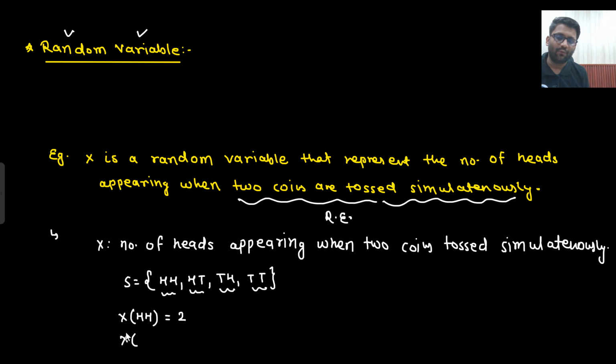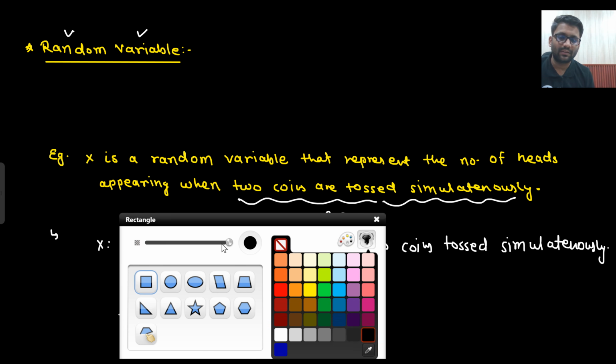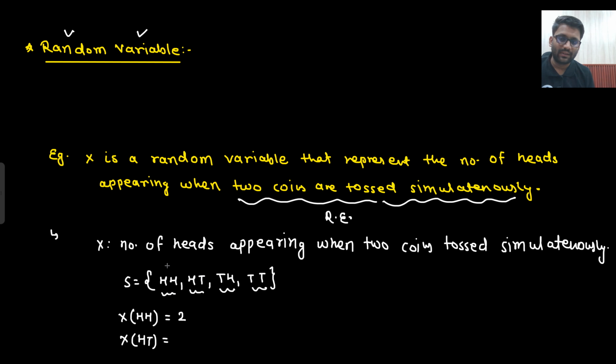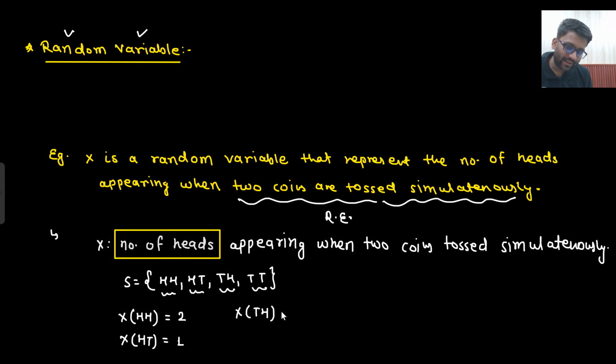What if I got head, tail? What will this random variable do? It will pick this head, tail. That means it will pick this sample point and it will count the number of heads. How many heads are there? 1. It will pick tail, head. How many heads are there? 1. It will pick tail, tail. How many heads are there? 0. That means this random variable x can take the values 0, 1 or 2.